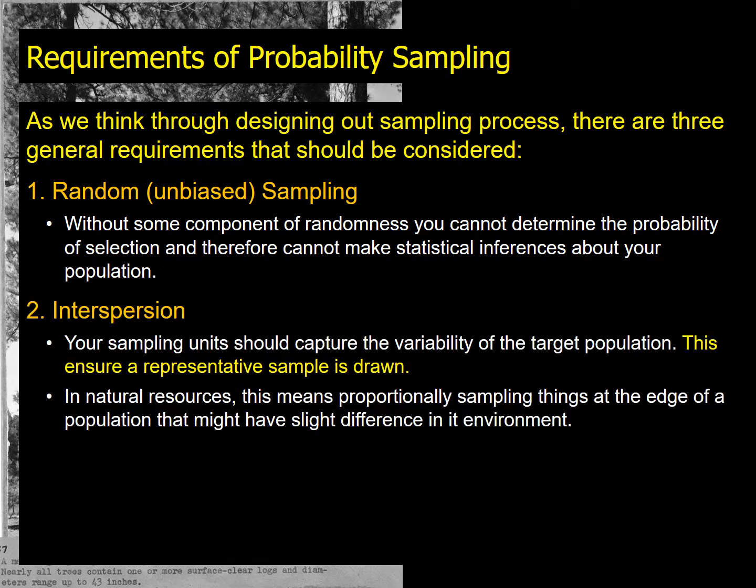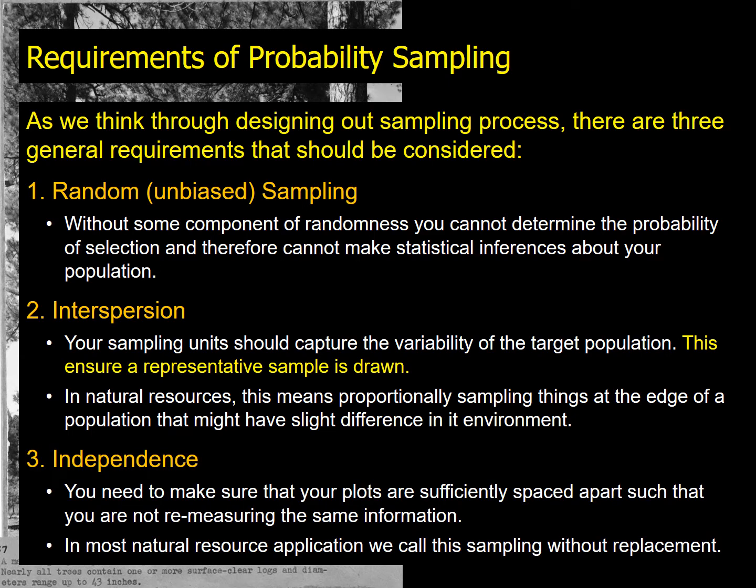Do we have a measure of interspersion within the sample? Your sampling units need to capture the variability of the target population. This helps ensure that we have a representative sample being drawn. Generally in natural resource management, we do this by proportionally sampling things along the edge of a population and within the interior of a population to account for any differences in the environment.